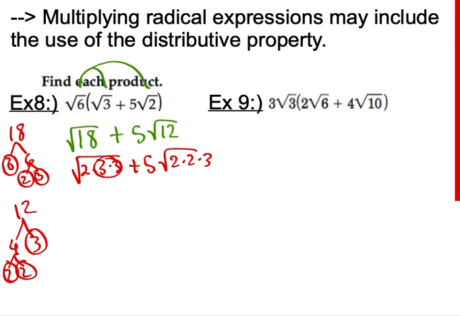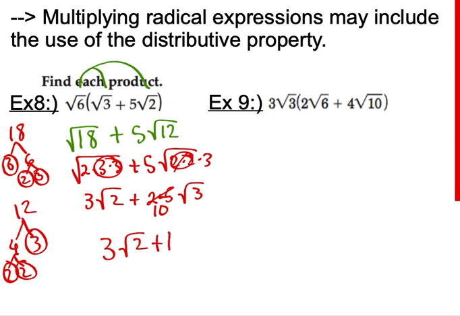The 3's can reduce and come out. This is 3 square roots of 2. This 2 can come out. It's 2 times 5 square roots of 3, which, by the way, is 10. This is 3 square roots of 2 plus 10 square roots of 3, which will be the final answer because these are not like radicals. We can't combine them together.